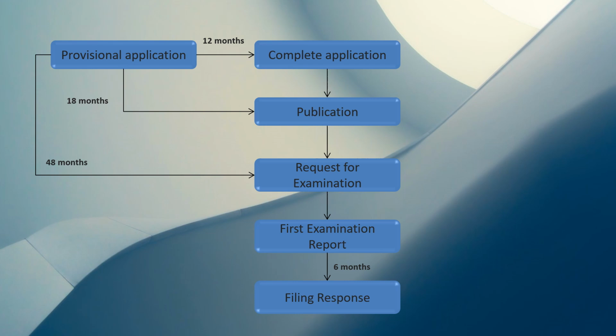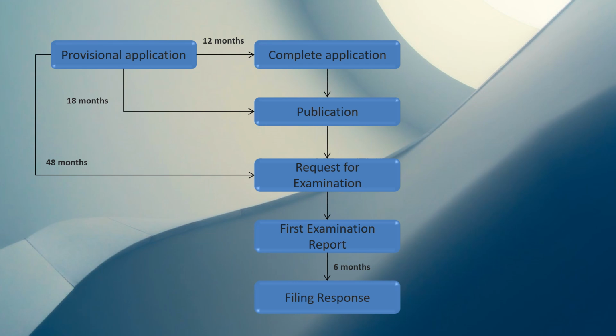Without that, the application is of no use, right? So now let's imagine if someone had filed a provisional application first and then filed a complete application. In that case, their priority date will be from the provisional application date. And in the other scenario, if someone had directly filed a complete application, then their priority date will be the date on which the complete application is filed.